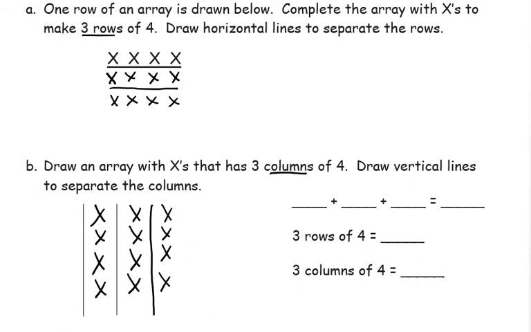The repeated addition problem that would match this array is 4 plus 4 plus 4, and that shows the amount of X's in each column for a total of 12 X's. When we had 3 rows of 4 in the first part of the problem, we also had 12 X's. And 3 columns of 4, shown by the second array, gives us 12 in all. So we can get 12 by using 3 rows of 4 or 3 columns of 4.